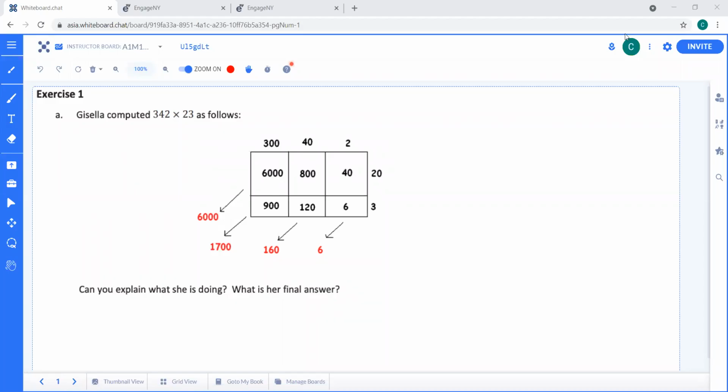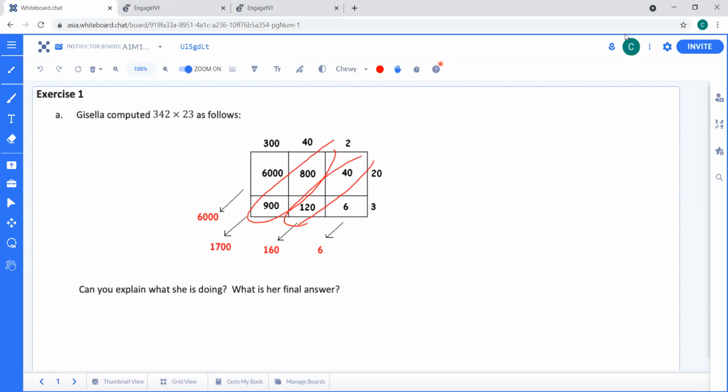All right, it says Gisela, I guess that's how you say that, computed 342 times 23 as follows. Okay, so you can tell she broke it down into place values and then combined like terms. Knowing by combine like terms, she adds the diagonals here.